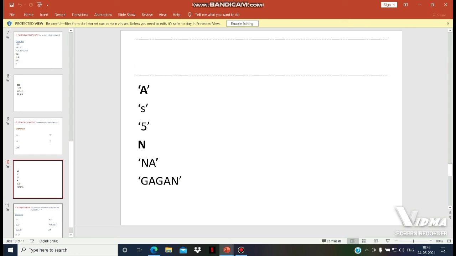NA is also not a valid character constant because it is enclosed within single quotes, but there are two characters. What is a character constant? There should be only one character within single quotes, but here there are two, so it is invalid. Gagan is enclosed with single quotes, but there is more than one character, so it is not a character constant. Character constant means only one character should be present, enclosed within single quotes.